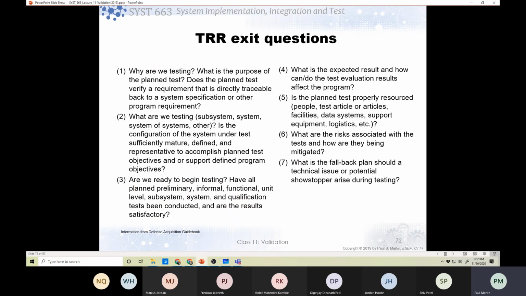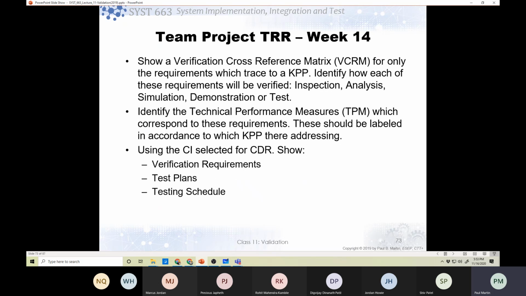Now, of course, when we do our TRR for you guys, you're just doing kind of a piece of it. So that's why I only want you to do a portion of the test evaluation plan, and also just a few of the artifacts in order to show that you kind of understand what the TRR is and what it's about. So these are the exit questions that we have. And basically what I want you to do is look at the VCRM, provide a VCRM for me.